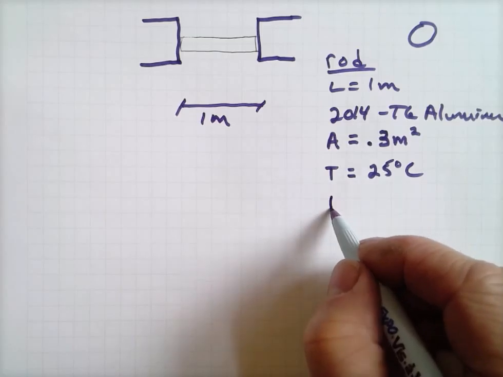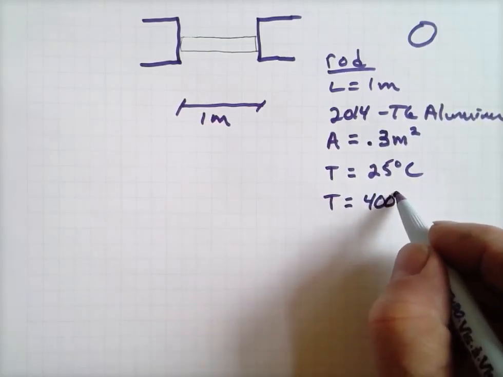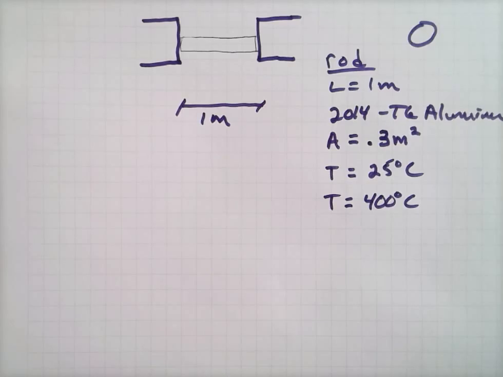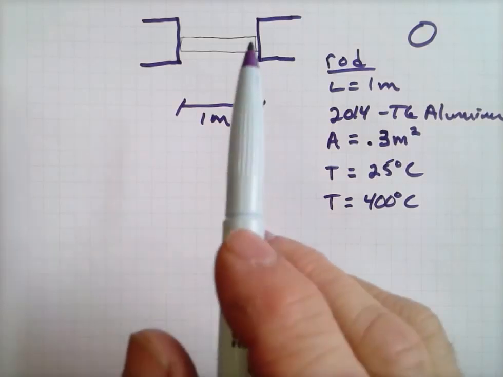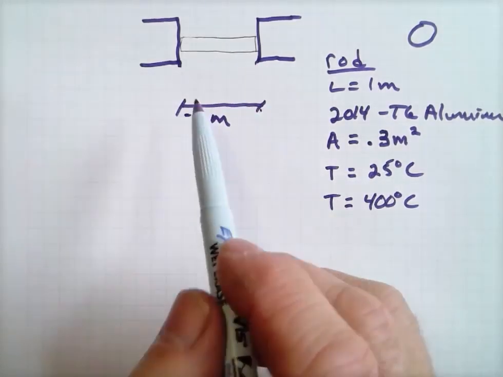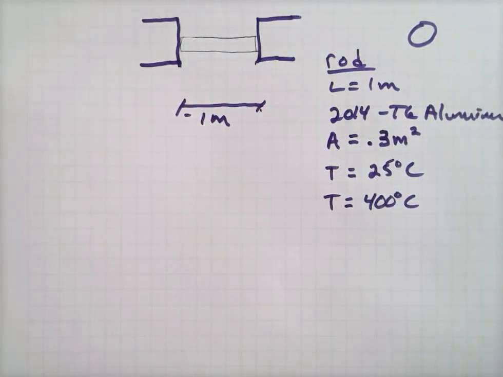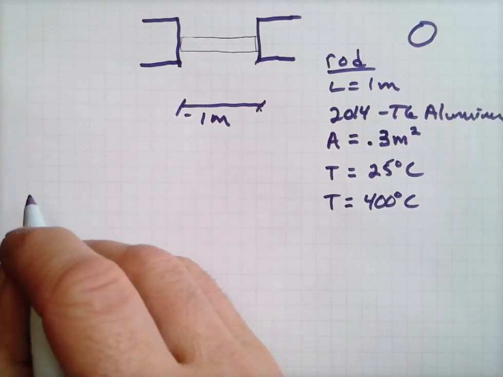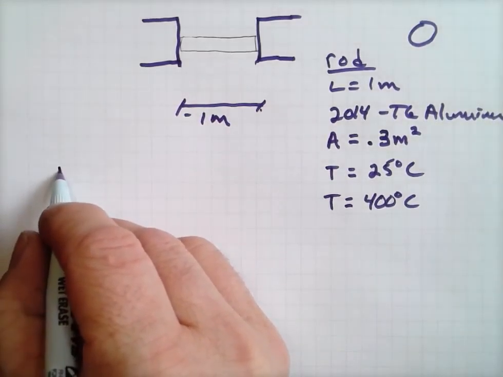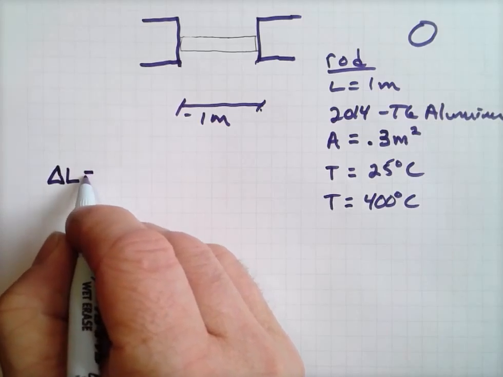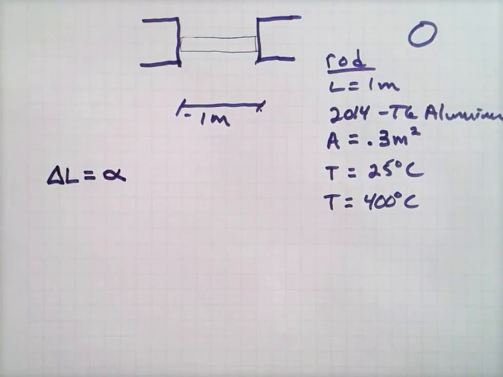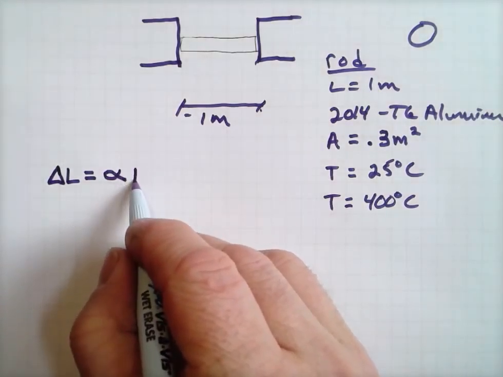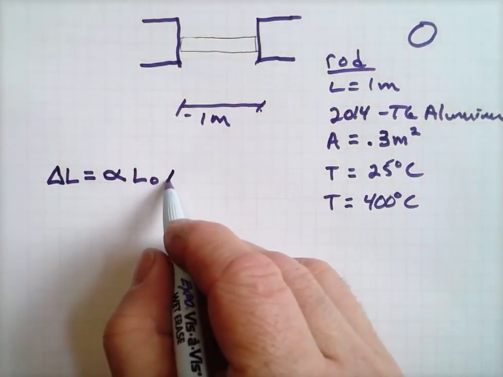Now, I'm going to tell you that we're going to heat this up to 400 degrees Celsius. When we heat this up to 400 degrees Celsius, these two immovable walls stay 1 meter apart. So here's the bonus. We all know that when we heat up a metal, it expands, it gets longer. But what is the equation for that? Well, it's the thermal expansion equation. And what that tells us is that the change in length is equal to the coefficient of thermal expansion times the original length times the change in temperature.